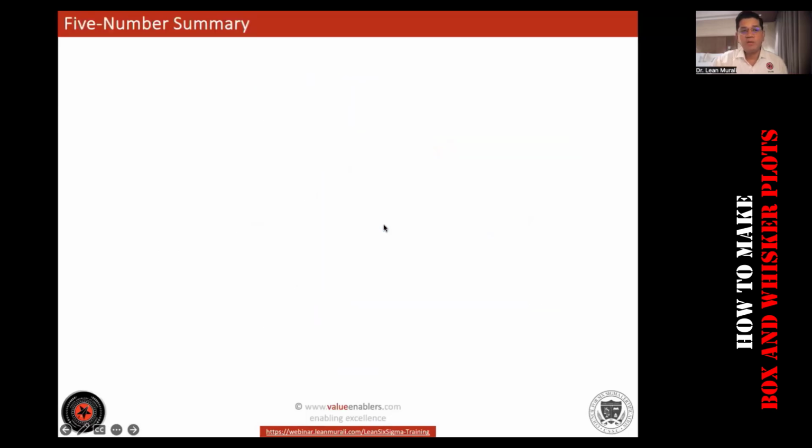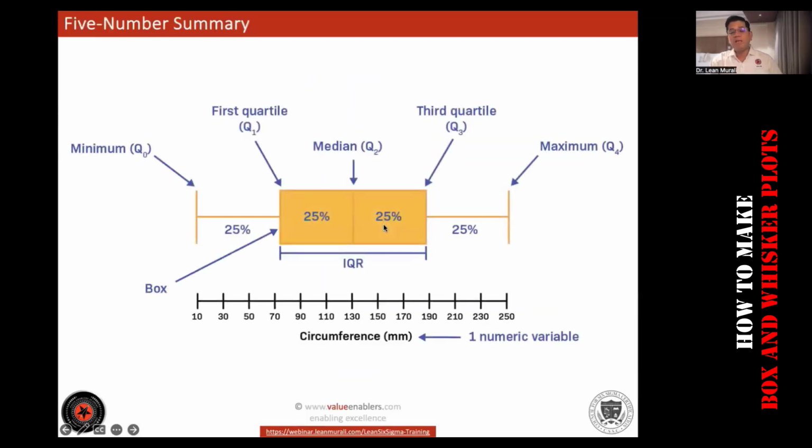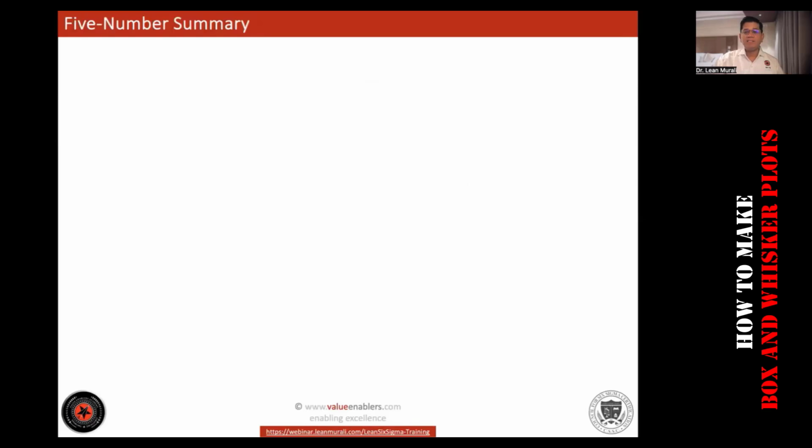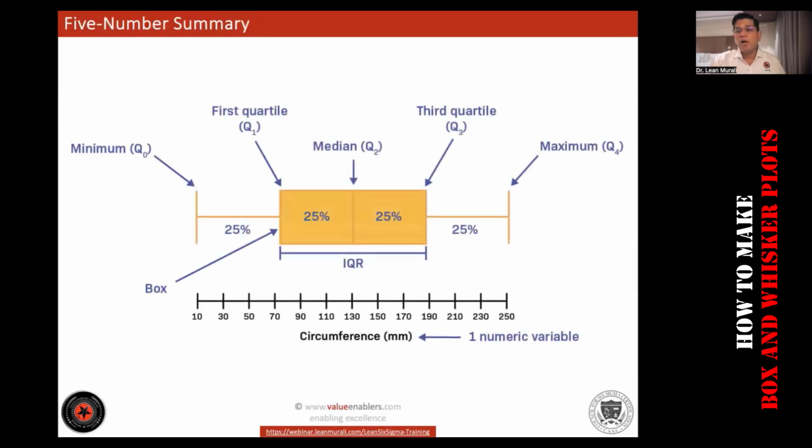Let's ask some questions now. In this 5-number summary, you can represent it like this. A box plot can be vertical or horizontal. It doesn't matter, it is just tilting of the box. That's all. I wanted to show you 2 formats so that you understand well.